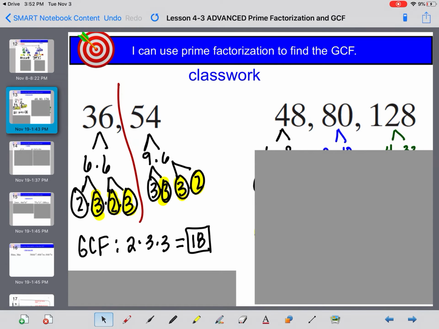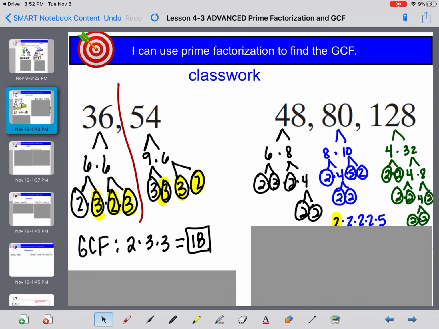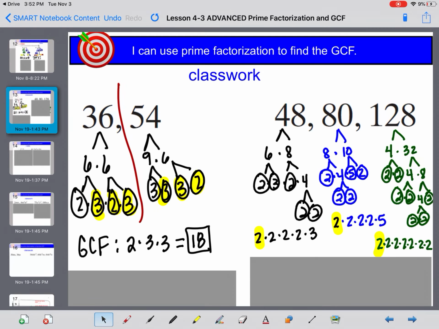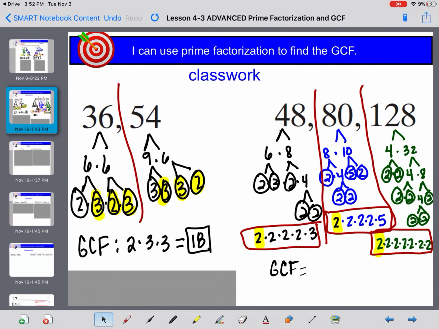Even with 3 numbers, you can find a greatest common factor. It's the same process. Use factor trees, list all of the factors. So the factors of 48 are listed in black right here. The factors of 80 are listed right here in blue. The factors of 128 are listed in green.